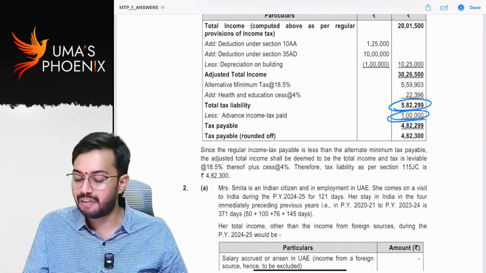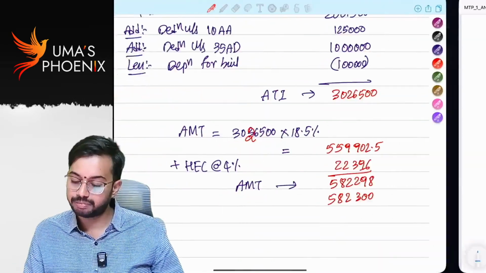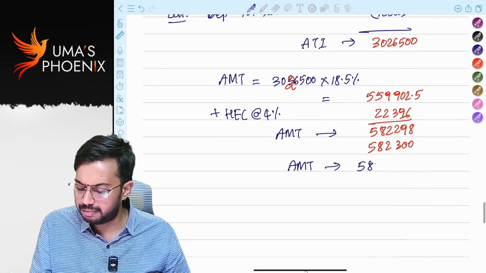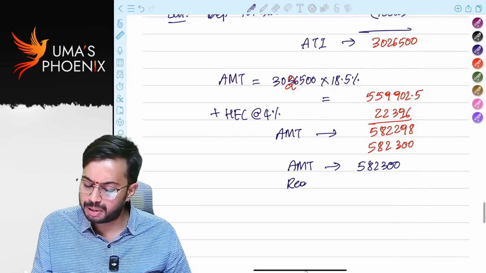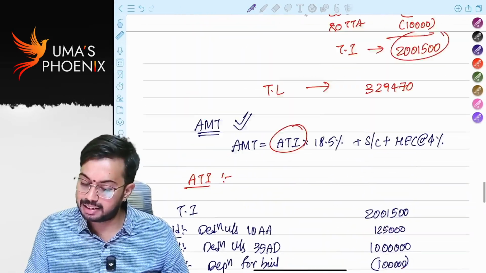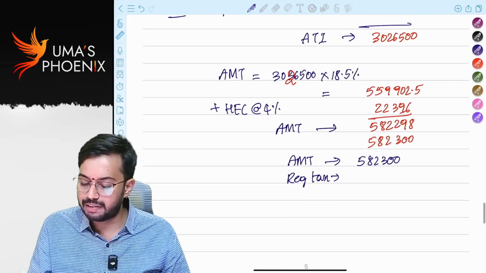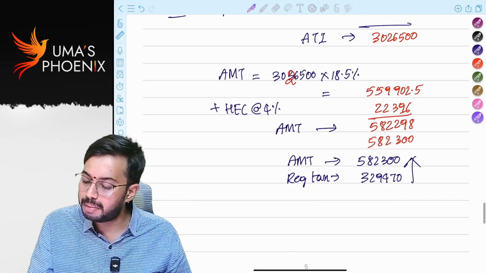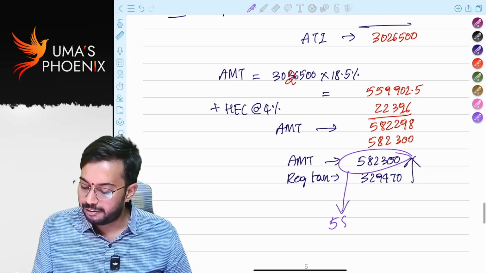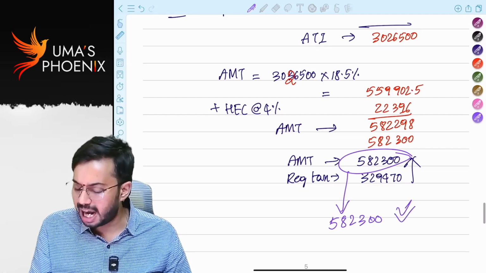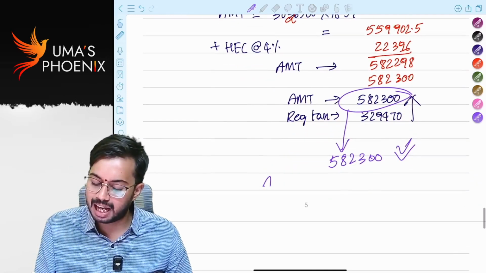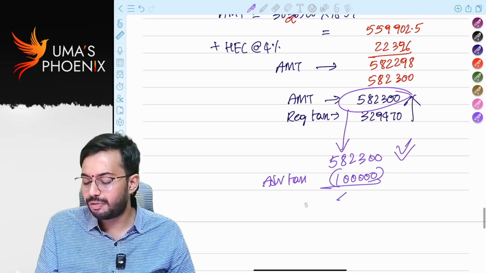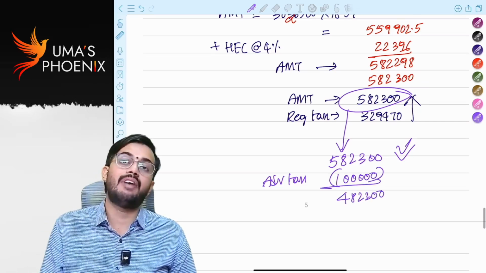Advance tax paid is 1 lakh. Which is higher? Alternate minimum tax 582,300. Regular tax. How much is regular tax? Regular tax is 329,470. Out of these two, whichever is higher means alternate minimum tax is higher. So we need to pay 582,300. But advance tax was paid. How much is advance tax? 1 lakh. After reducing 1 lakh advance tax, balance 4,82,300 is required to be paid.